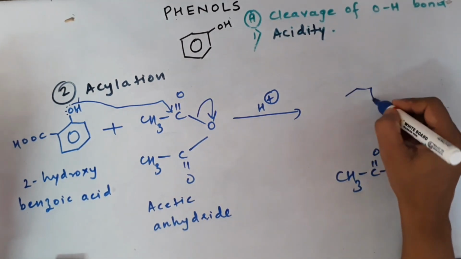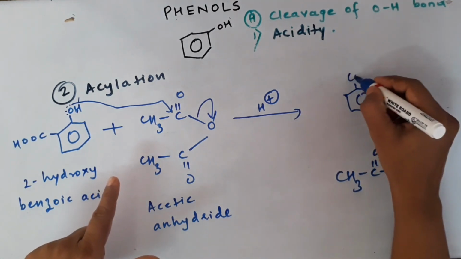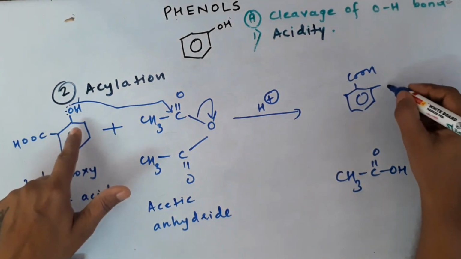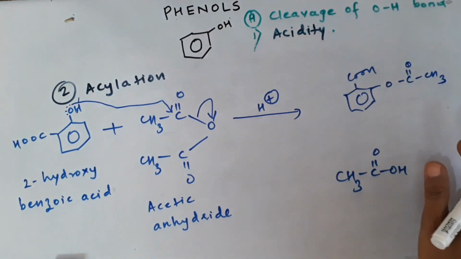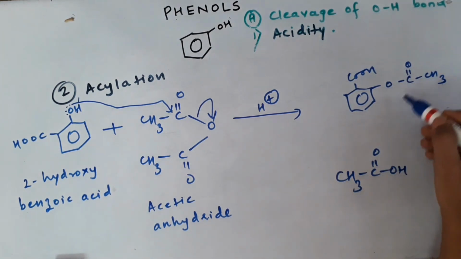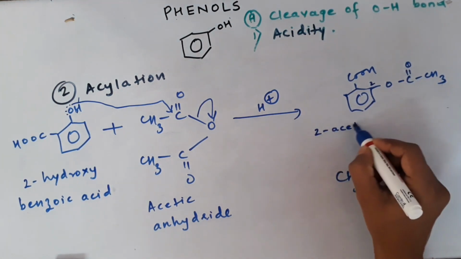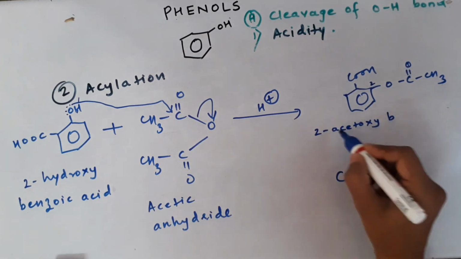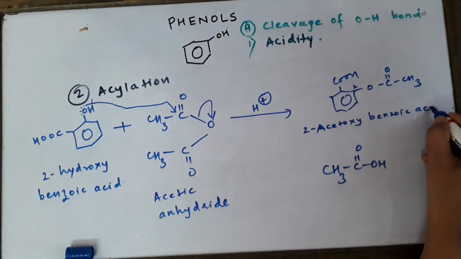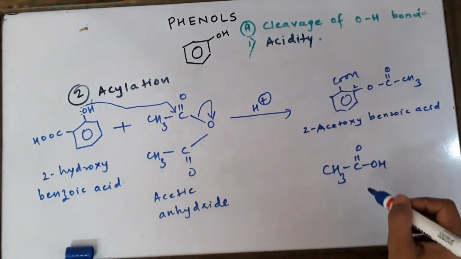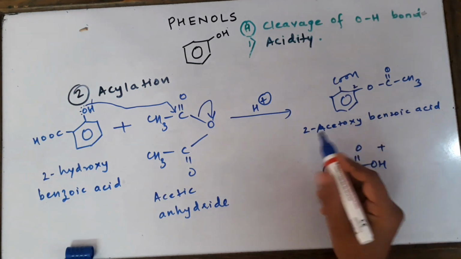And the new compound which you get is going to be this compound, that is COOH is also attached over here, and at the second position this is O C double bond O CH3. So it is an ester, and at the second position we have got the acetoxy group. 2-acetoxy benzoic acid is the compound which is obtained along with the byproduct coming out, CH3COOH. This compound is extremely important for your board exam.